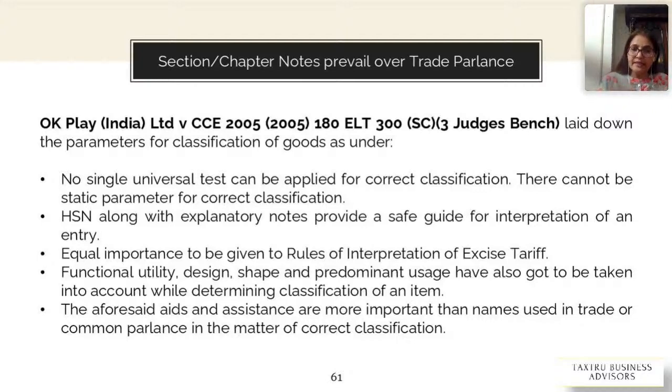The aforesaid aids and assistance are more important than the name used in trade or common parlance in the matter of correct classification. Some product may be known as some other product, or may be perceived as some different product, but when you go and see their description, they may be defined under a different category. But you have to see where they have been defined as per the section or as per the chapter, heading or subheading.